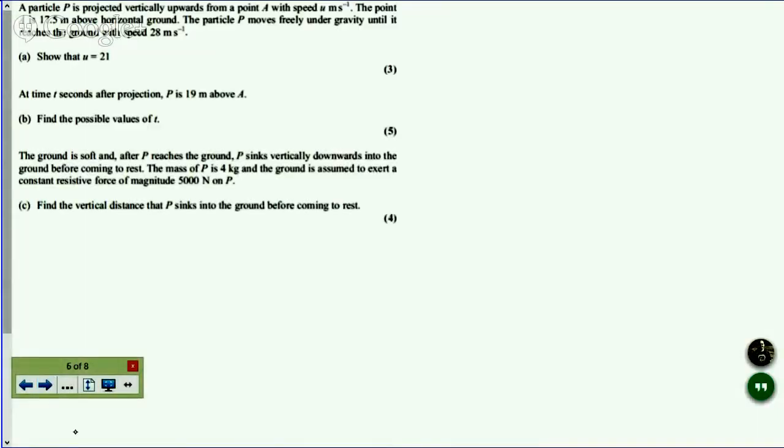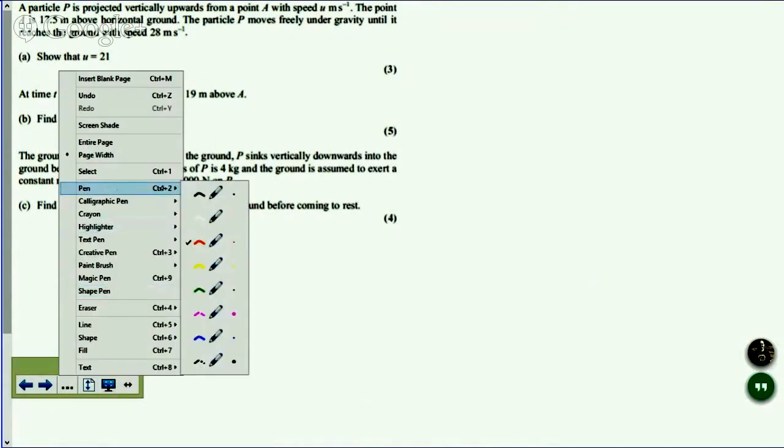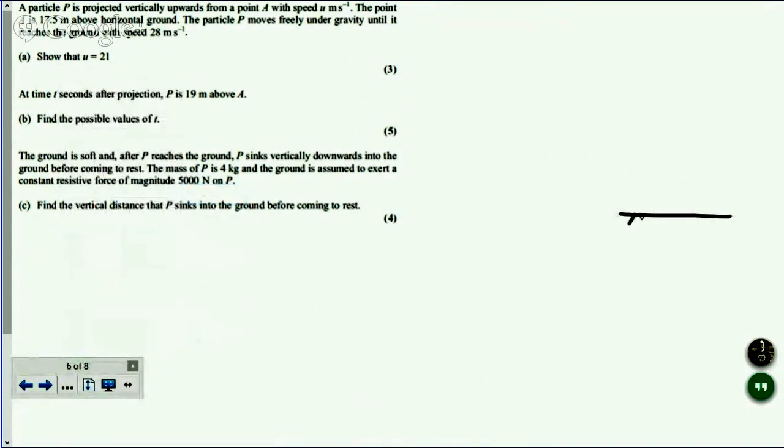Now we're going to go on to vertical motion. So once again, I've got a question here that we're going to work through. A particle P is projected vertically upwards from point A with a speed of u meters per second. The point A is 17.5 meters above the horizontal ground. Sometimes it's worth a sketch. So there's our horizontal ground. There's a nice bit of ground sketching for the potential engineers amongst you. And we've got the point where it's projected from, A, which is 17.5 meters above that.